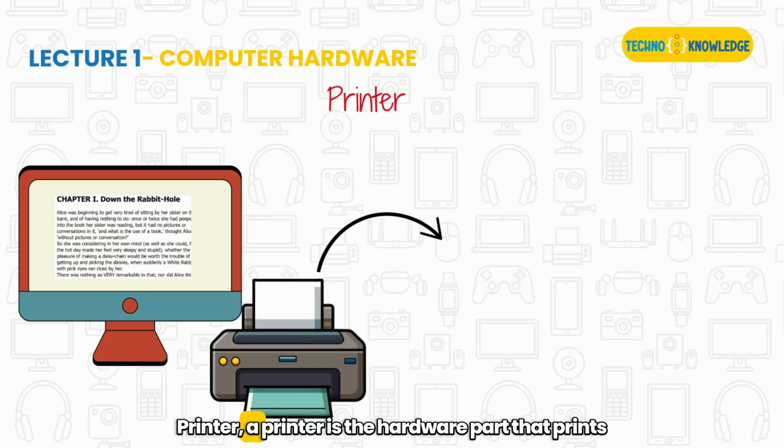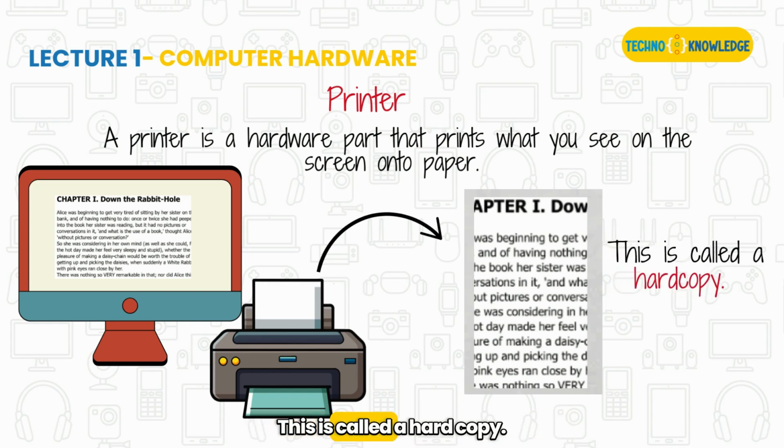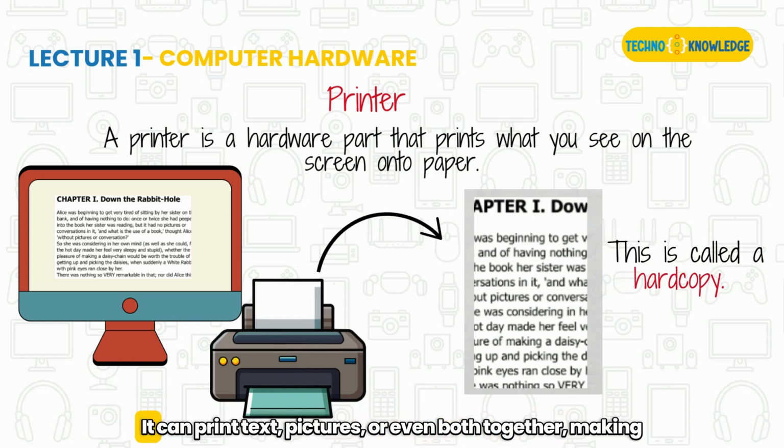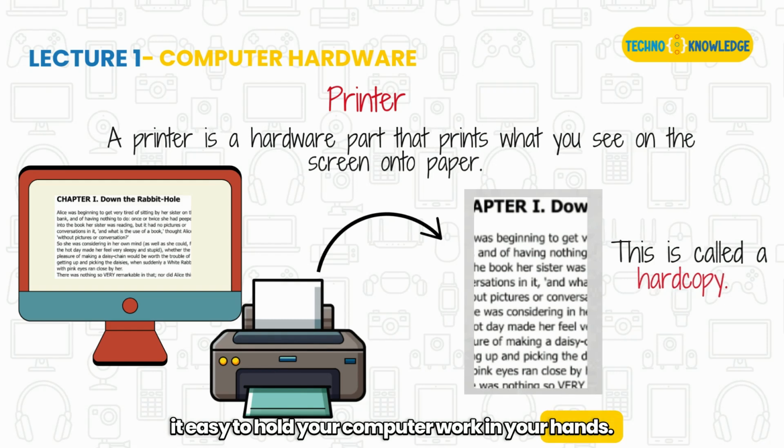Printer. A printer is a hardware part that prints what you see on the screen onto paper. This is called a hard copy. It can print text, pictures, or even both together, making it easy to hold your computer work in your hands.